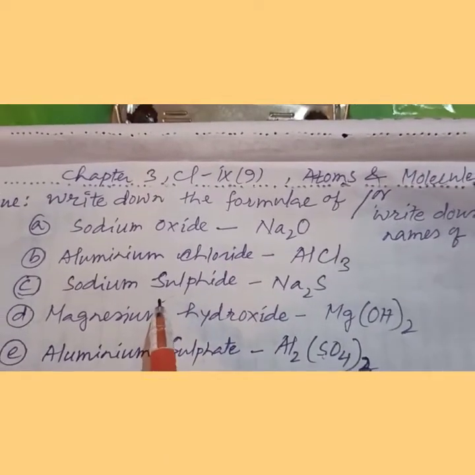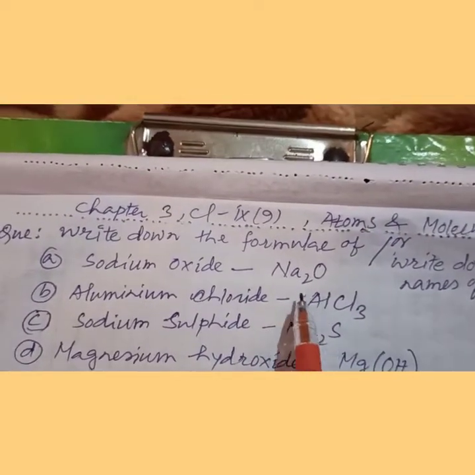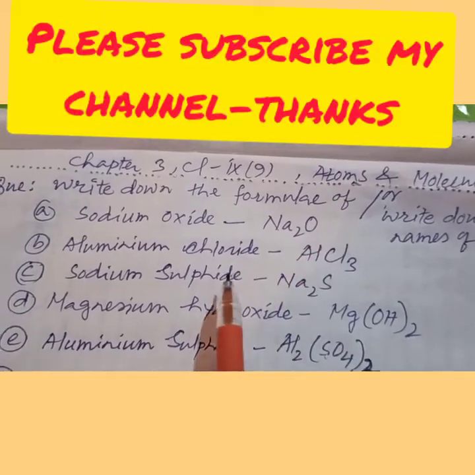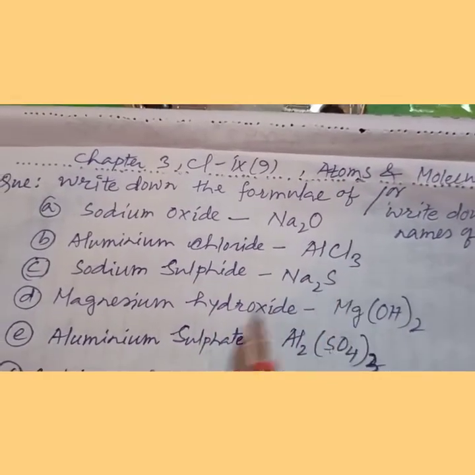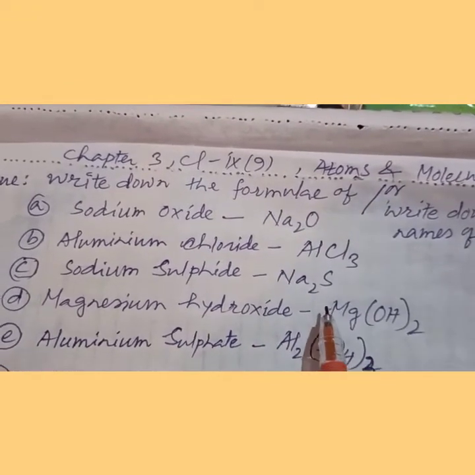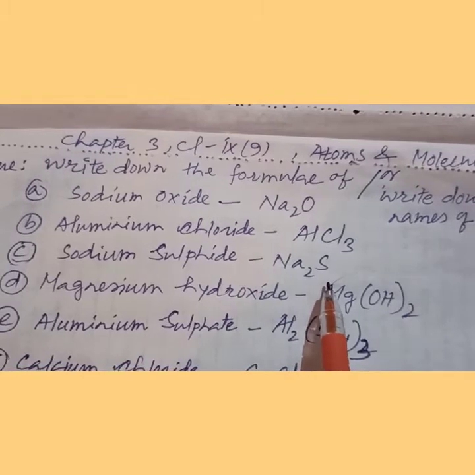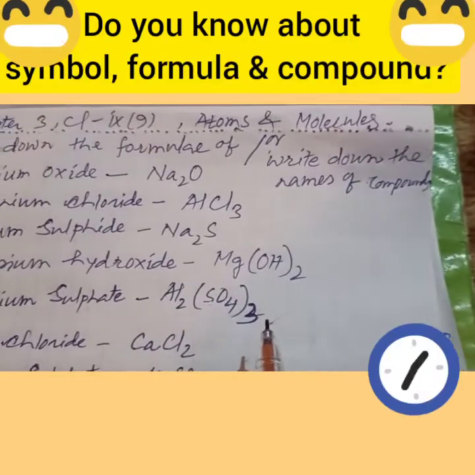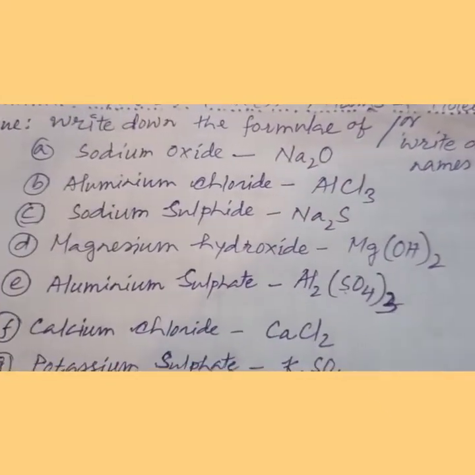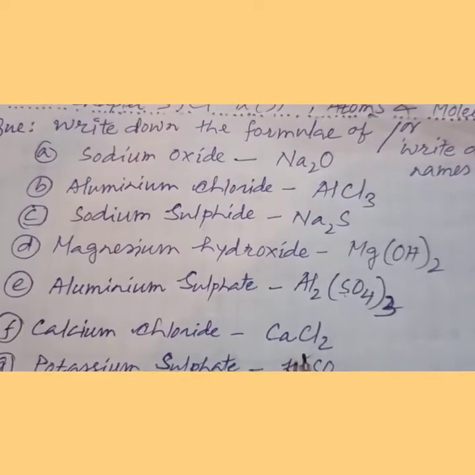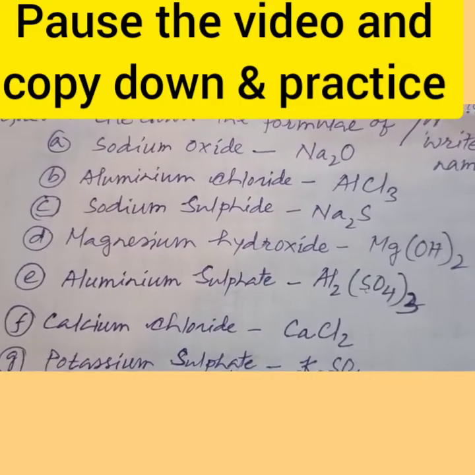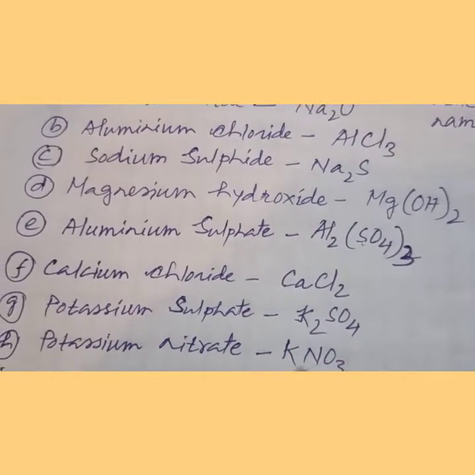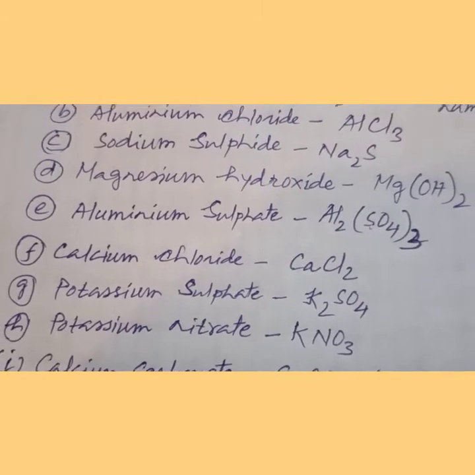First one is given sodium oxide, so the formula of sodium oxide is Na2O, and aluminum chloride AlCl3, sodium sulfide Na2S, okay, magnesium hydroxide MgOH2, okay. Next, aluminum sulfate, that is Al2SO4, calcium chloride CaCl2, potassium sulfate K2SO4, and potassium nitrate KNO3.